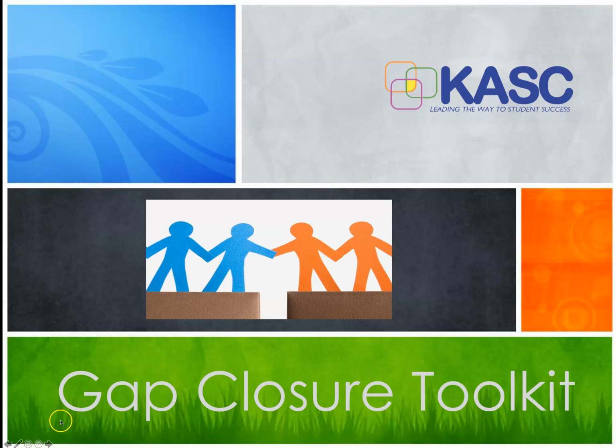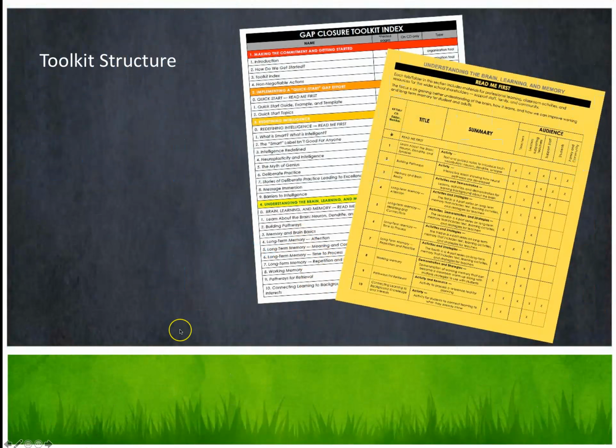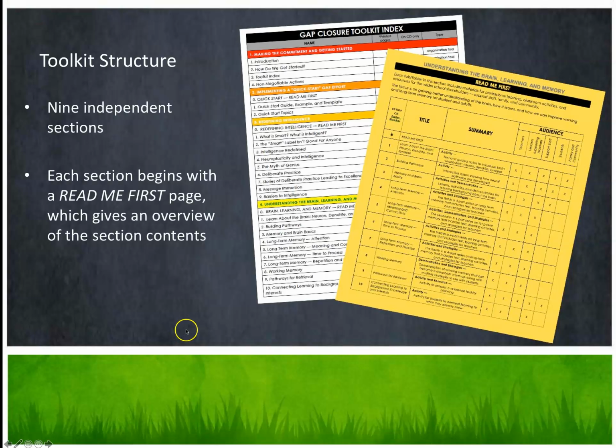The purpose of this tutorial is to just give you an overview of the contents of the toolkit and ways to use the individual pieces. One of the first things you'll want to take a look at is the index. There are actually 9 sections of this toolkit. The first being one to help you get started.